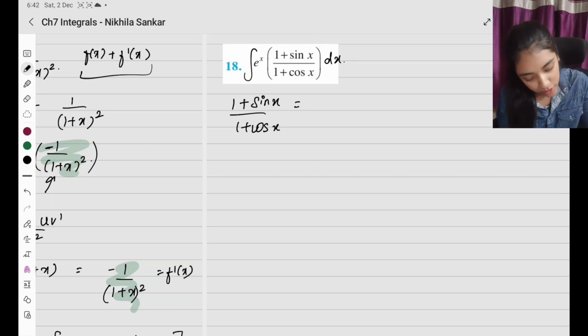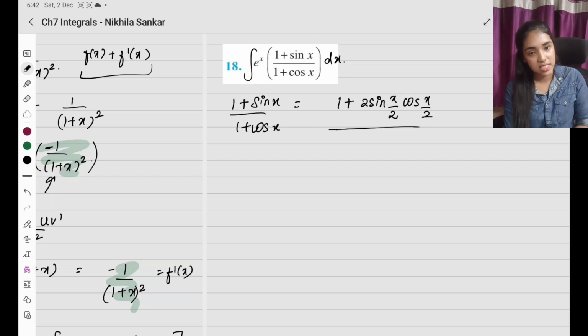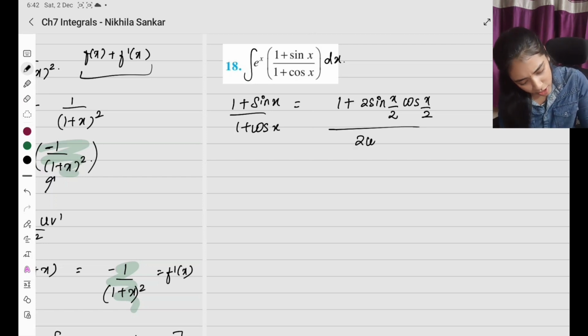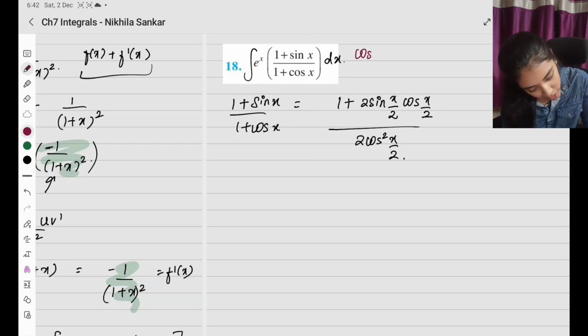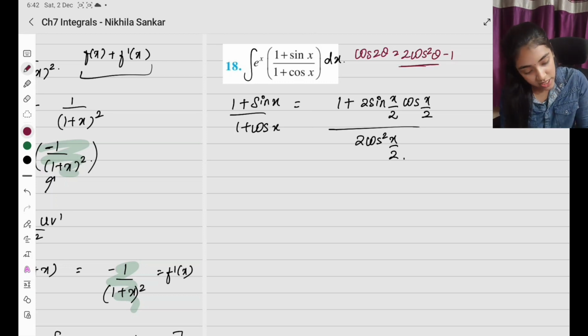Okay. So, this I can rewrite it as 1 plus sin x can be written as 2 sin theta cos theta. Yeah? So, 2 sin x by 2 cos x by 2, divided by, this I can write as 1 plus cos x. How can we write it? I can write it as 2 cos square x by 2. How did this come? I know that cos 2 theta is 2 cos square theta minus 1. So I know that 1 plus cos 2 theta is 2 cos square theta.